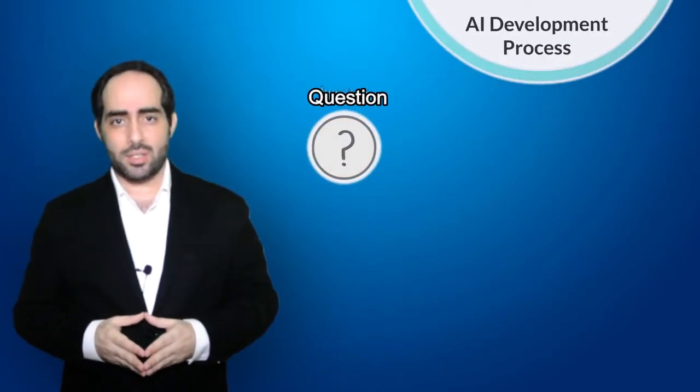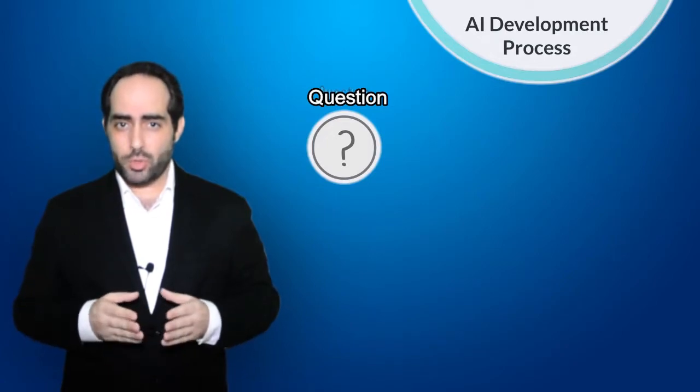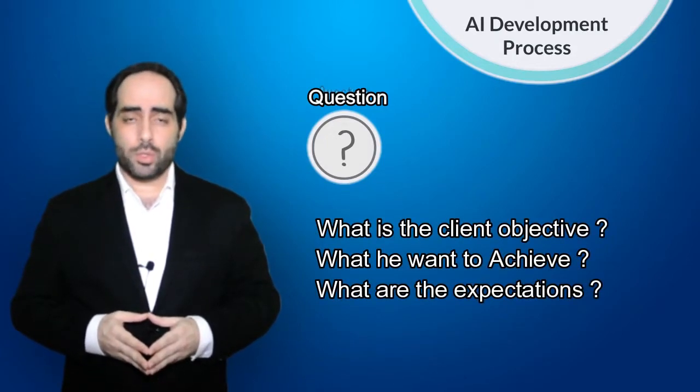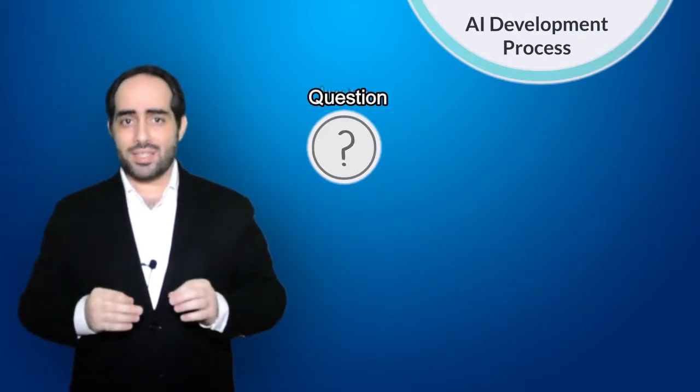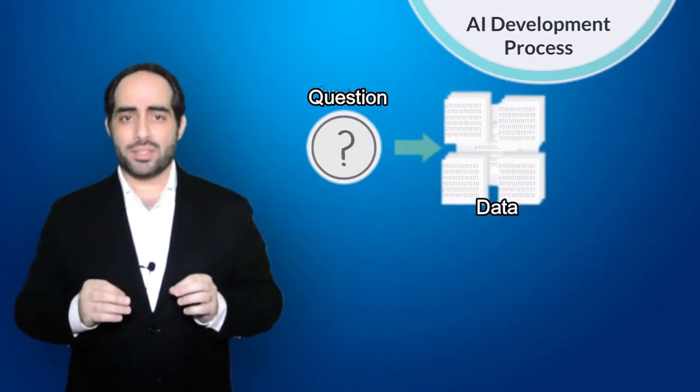Now let's consider that I am AI consultant and you are my client, and you have asked me to develop AI application for you. The first step to develop AI solution is to ask some questions related to the client application objective, what the client want to achieve, and what are the expectations. The second step is to get the required data.